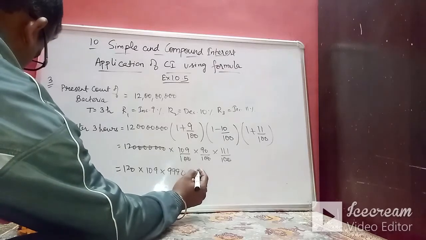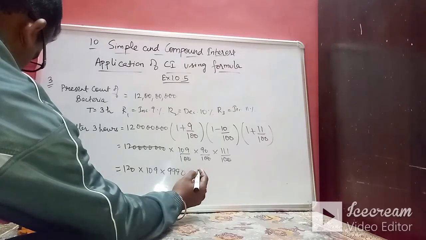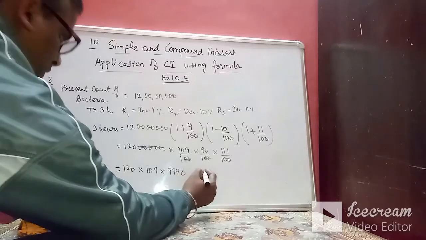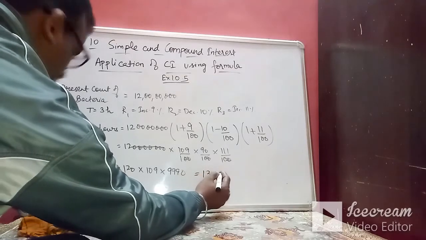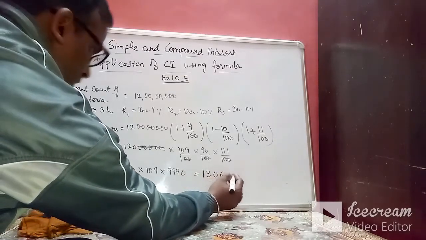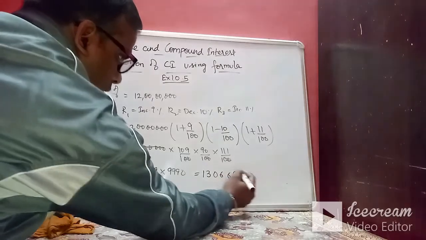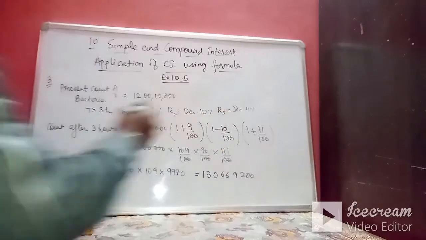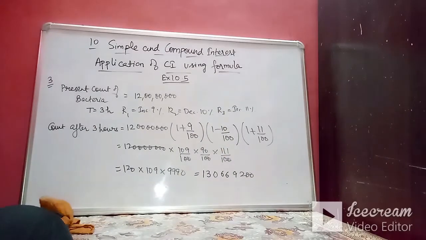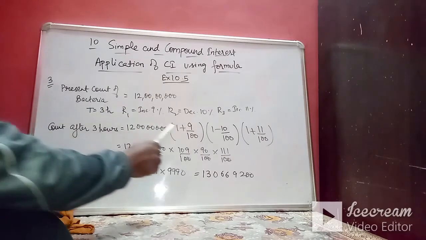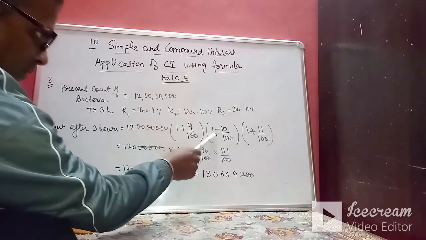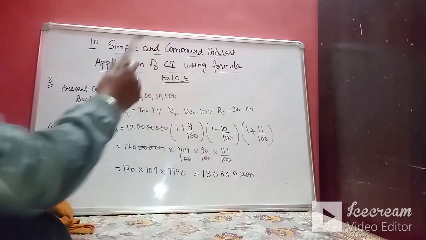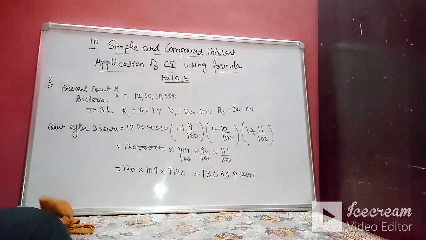So the answer will be 13 crore 6 lakh 69,200. So this will be the count of the bacteria. So first plus sign due to increase, then minus sign due to decrease, then again plus sign due to increase.